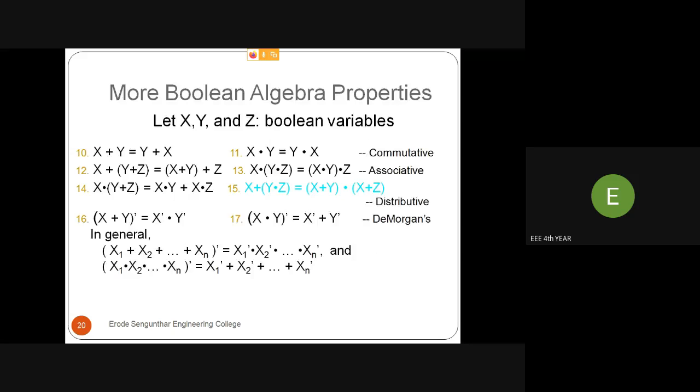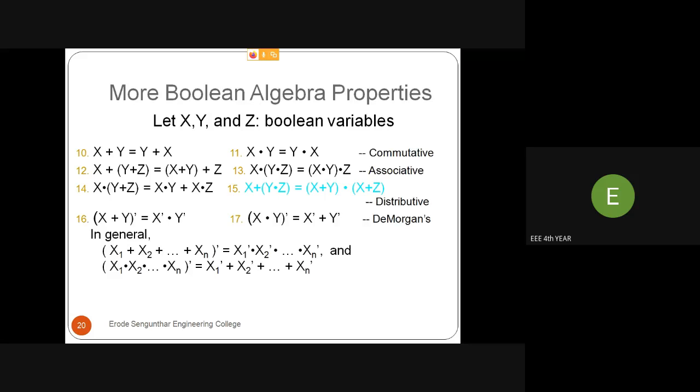Next, the commutative law. x plus y is equal to y plus x. This is the commutative law. Next, x into y is equal to y into x. 1 into 1 is equal to 1 into 1, 0 into 1 is equal to 1 into 0, like that. Next is the associative law.